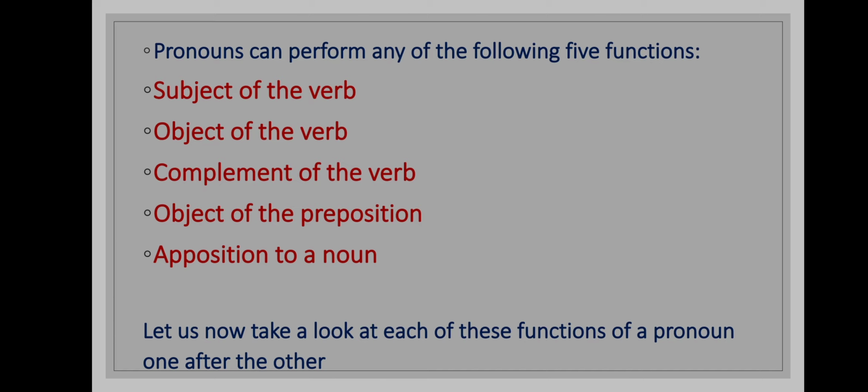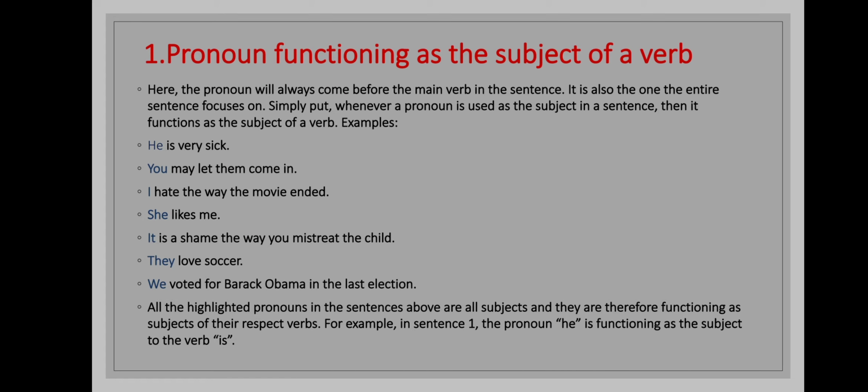In noun there are also 5 functions. In pronoun they have also 5 functions. What are they? Subject of the verb, object of the verb, complement of the verb, object of the preposition and apposition to a noun. Now let us take a look at each of these functions of a pronoun one after the other. First one is pronoun functioning as a subject of a verb.